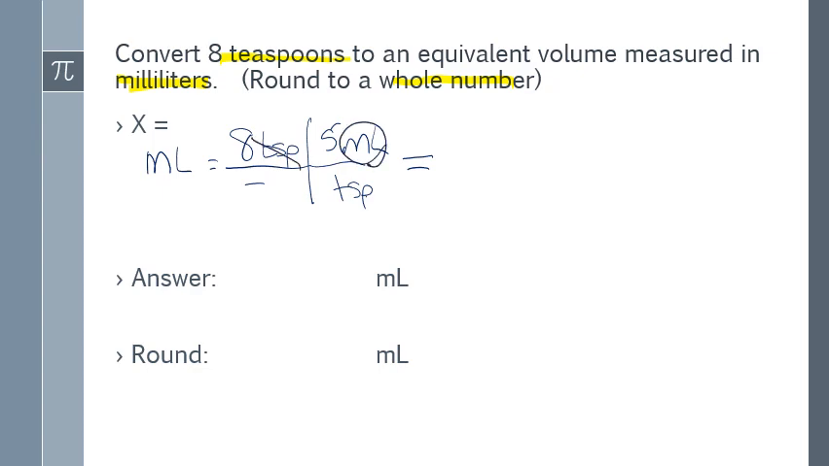We have what we're solving for, and if we multiply 8 by 5, we end up with 40 milliliters, already in a whole number, don't need to round, and we have our final answer.